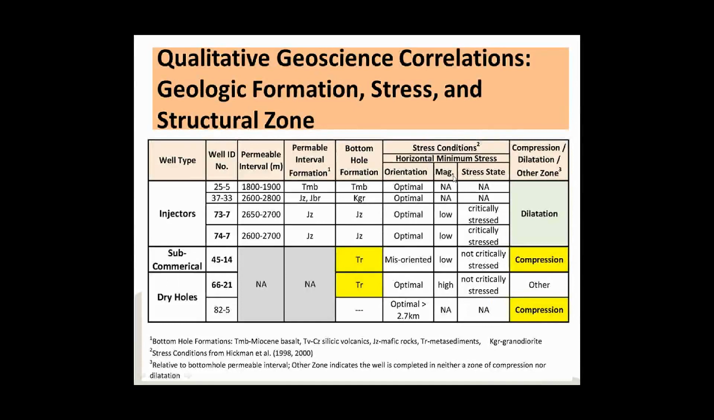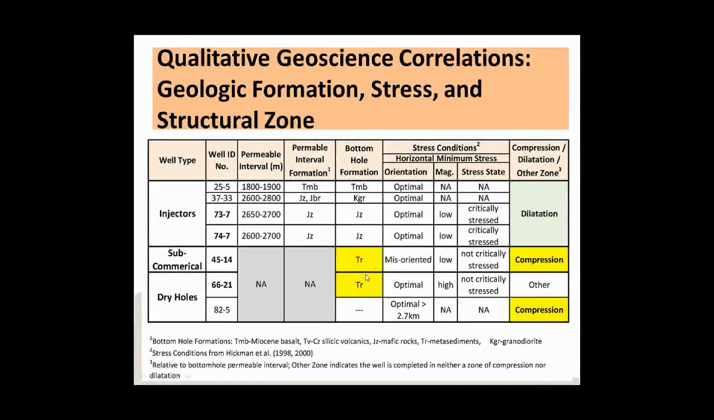The stress conditions, and here we're looking at the horizontal minimum stress. And what type of structural zone was it? Was it a compression, dilation, or other type of zone? And the well types we looked at were injector, subcommercial wells, and dry holes. And given the limited amount of information, as I mentioned before, the injectors occur in dilation zones. The subcommercial and dry holes occur in compression zones.